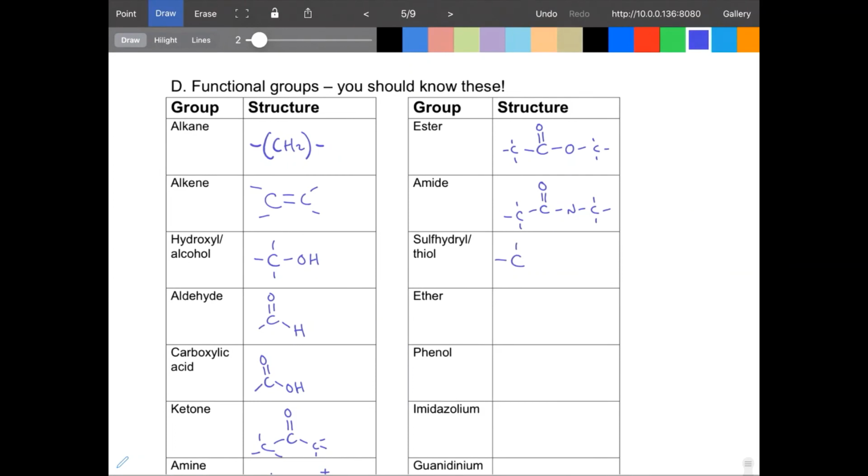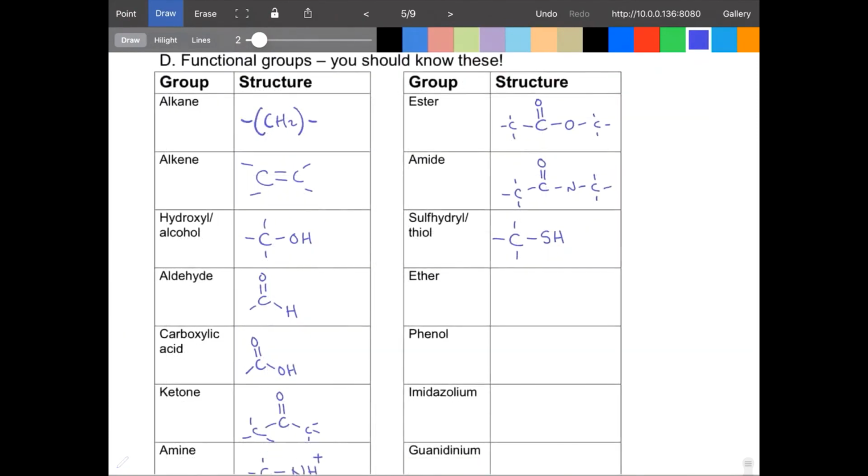Next up is a sulfhydryl group, which looks a lot like an alcohol, except that it is an SH instead of OH. So we'd call it sulfhydryl or thiol. Either name is appropriate for this. An ether is a little different because it's a central oxygen now bonded to carbon on either side. Notice that's very different than an ester, so please don't get those two confused.